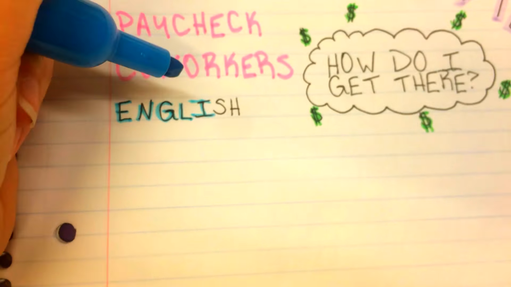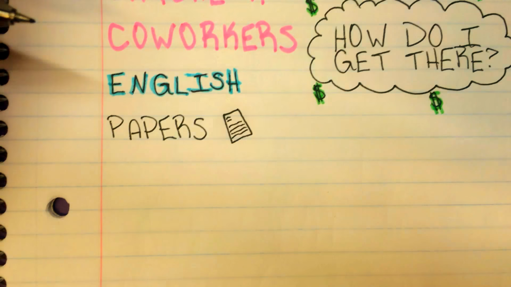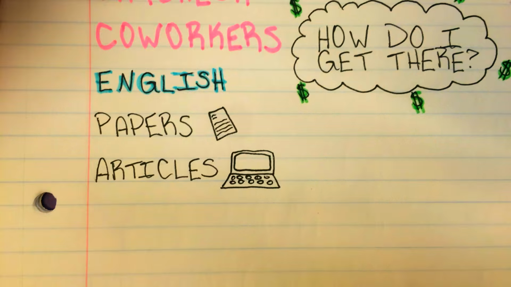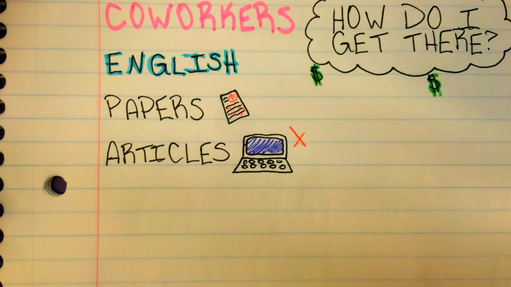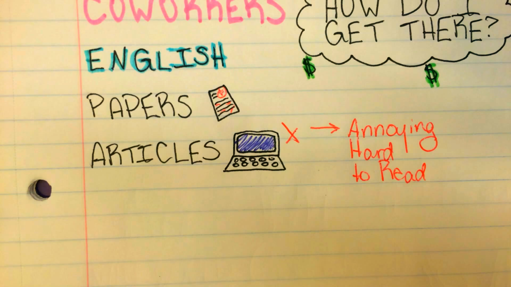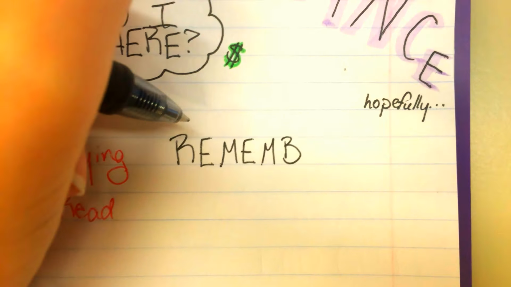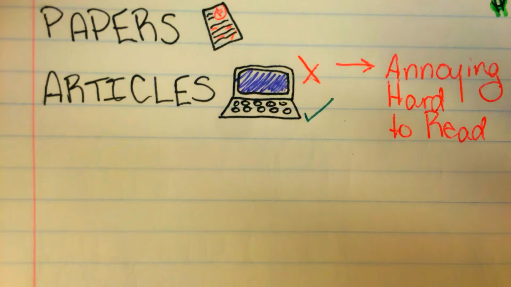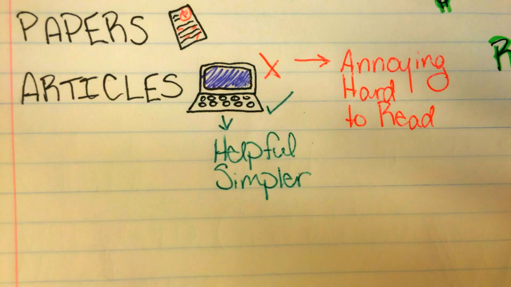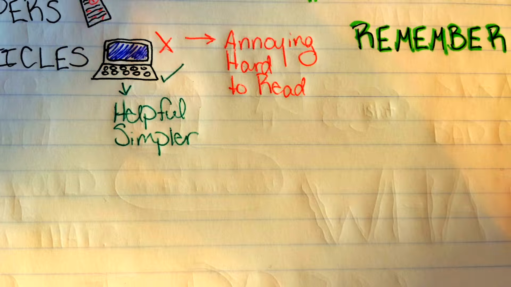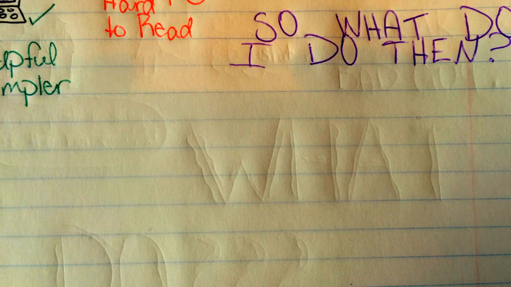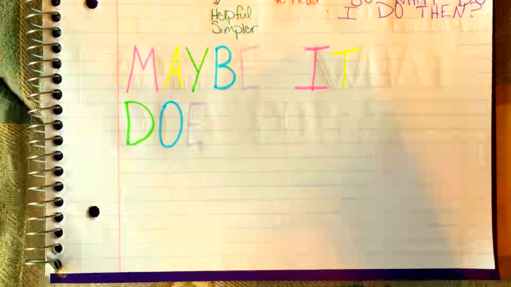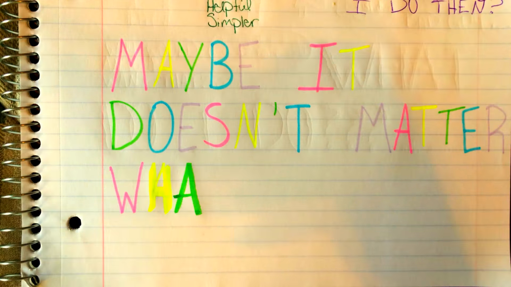If I want to be an English teacher, the normal thing to do is assign papers that need to be written on a computer and articles that need to be read off a screen. But I don't want to do that because I always thought that was annoying and difficult to read. But there's something I need to remember. Even though I don't like it, there might be a few students who find it helpful and even simpler to have readings on a computer. So what do I do then? I have to consider that maybe this isn't really about what I want. It's not supposed to be about me. It's about the students.